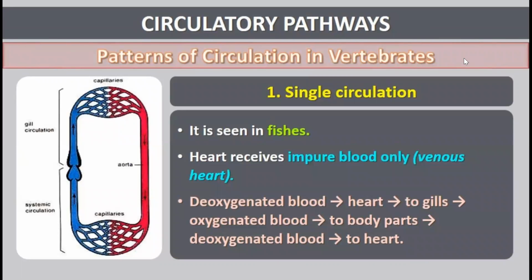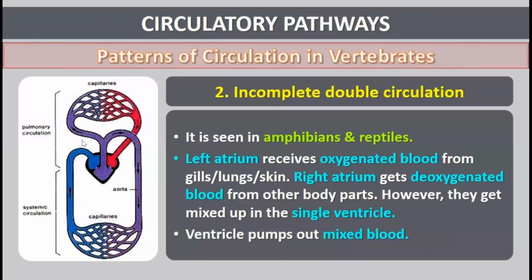Single circulation is seen in fishes. Here, the heart receives impure blood only. So in the heart only impure blood enters, and thus it is known as a venous heart. The deoxygenated blood enters the heart, goes to the gills and gets oxygenated. Then this oxygenated blood passes to the body parts and gets deoxygenated again. It will enter back into the heart.